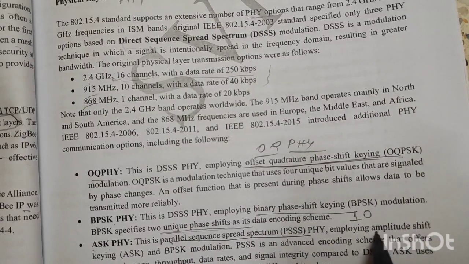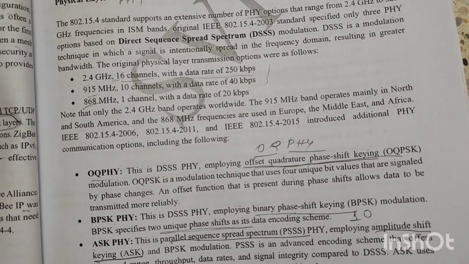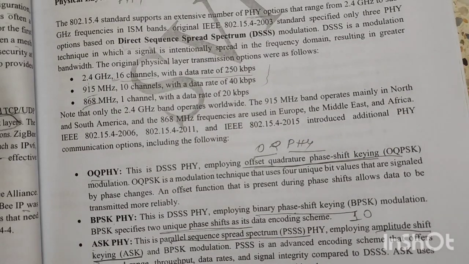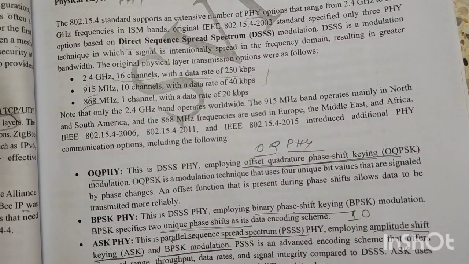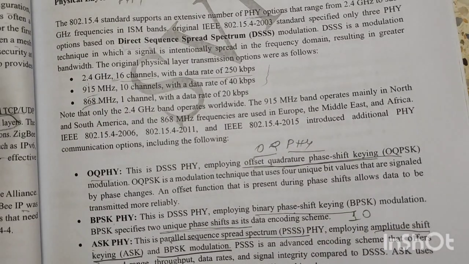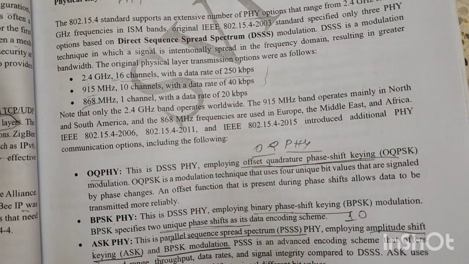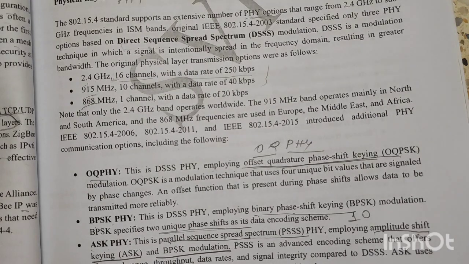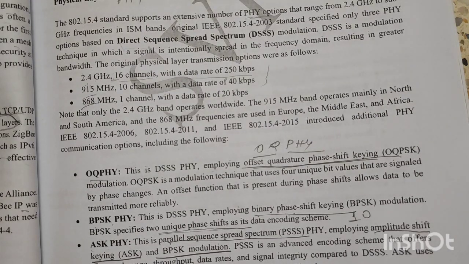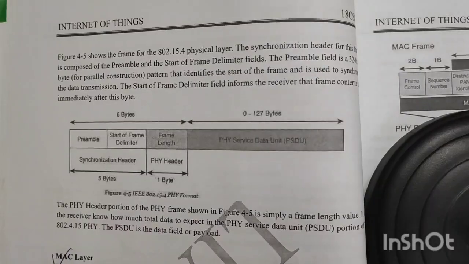So you have amplitude shift keying, plus BPSK modulation. The advanced encoding scheme of this increases the range, throughput, data rates, and signal integrity. It makes an amplitude shift of the phase to different signals via bit values.